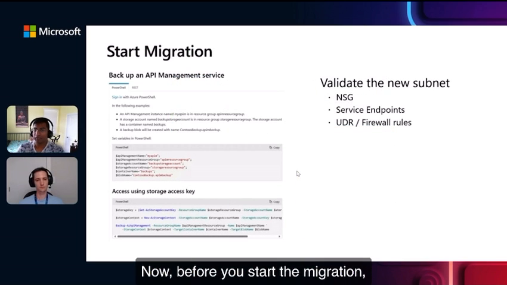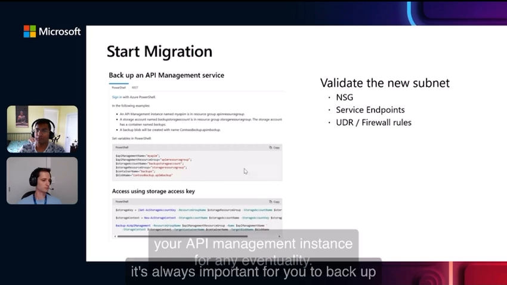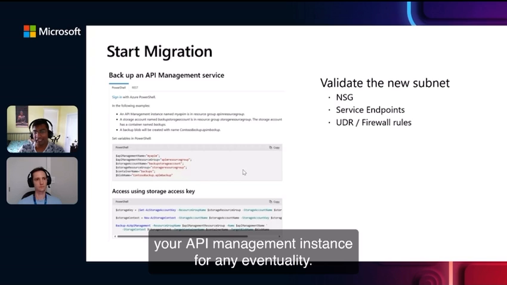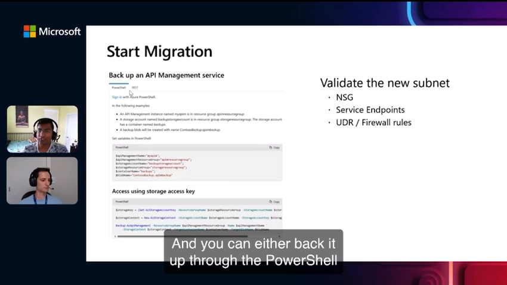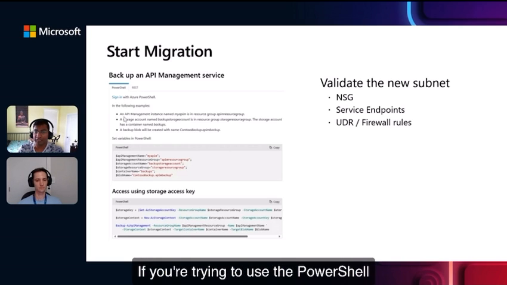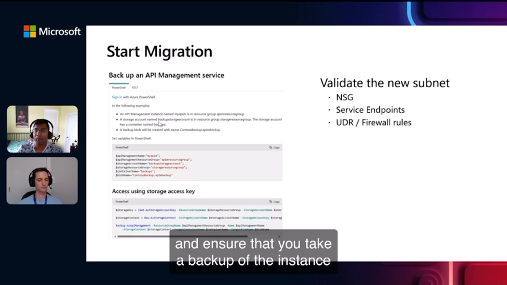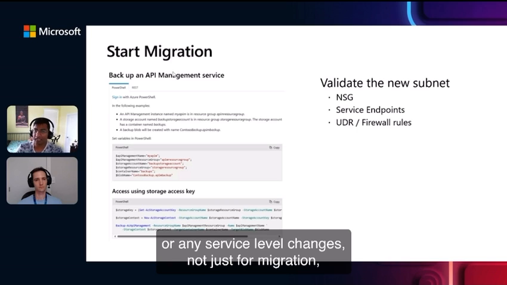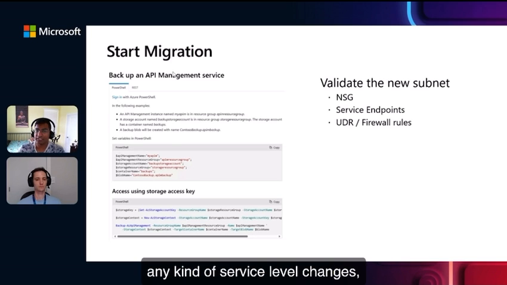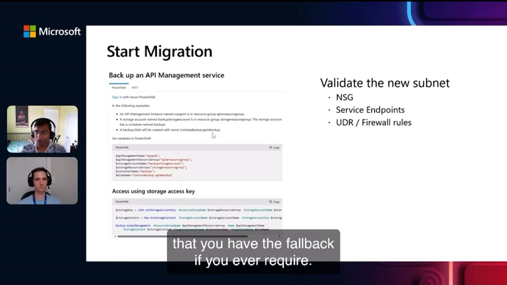Now, before you start the migration, like what Andrew said a while ago, it's always important for you to back up your API management instance for any eventuality. It's a good practice to make sure that you back it up, and you can either back it up through the PowerShell or through the REST API. If you're using the PowerShell, provision a storage account and use the Backup-AzApiManagement PowerShell cmdlet, and ensure that you take a backup of the instance before attempting any migration or any service level changes. Not just for migration, but if you are attempting any kind of service level changes, make sure that you back it up to ensure that you have a fallback if you ever require.